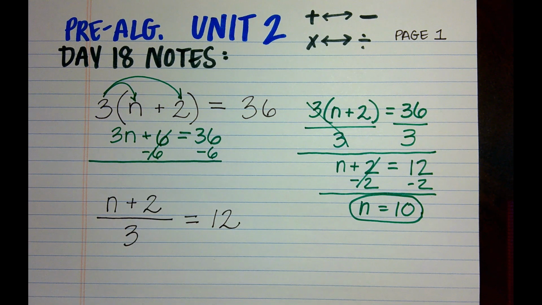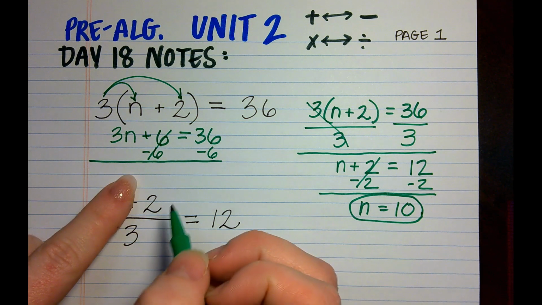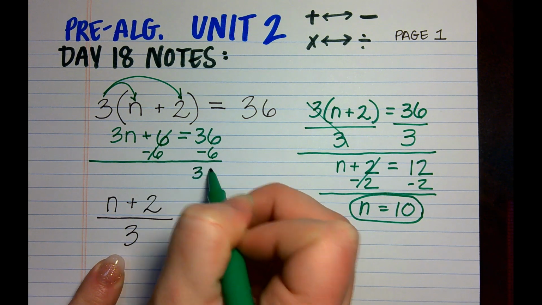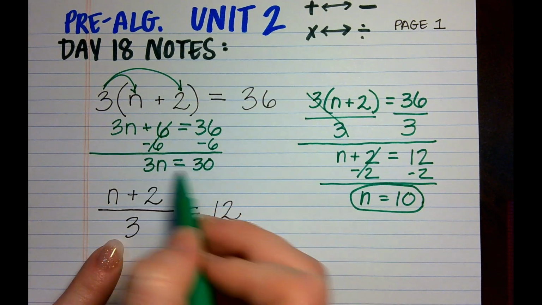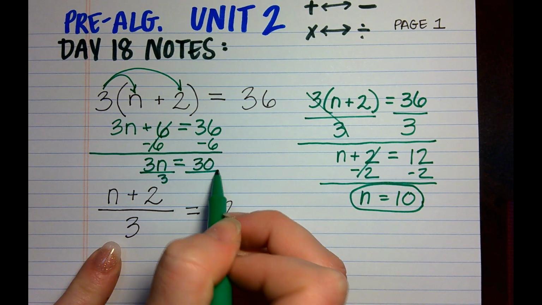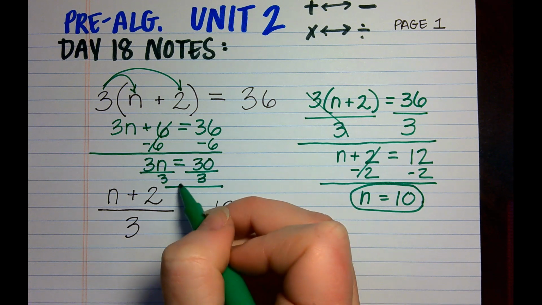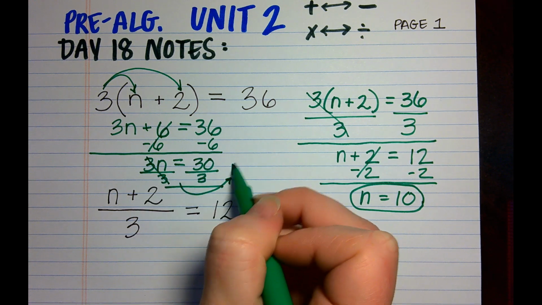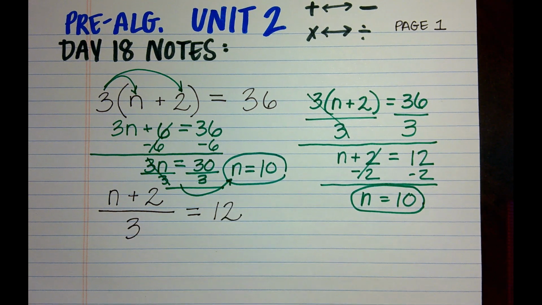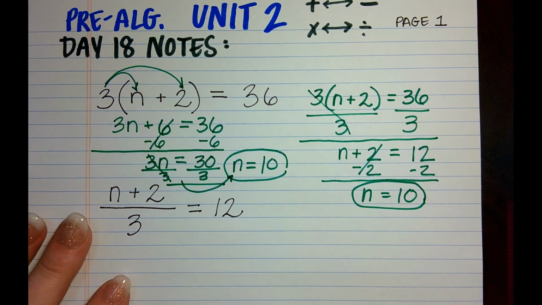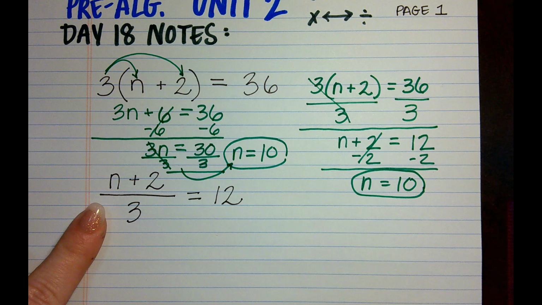Addition and subtraction. 36 minus 6 is 30. Bring down your 3 and make another problem. Now you take 3 divided into 30, and we get n equals 10. So we get the same thing. Both ways work, which is great. We have options. Now, thank you, Jessica. Let's look at another problem that's similar but different.